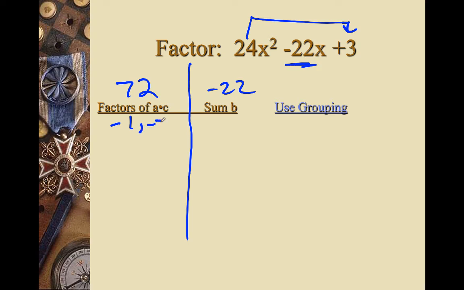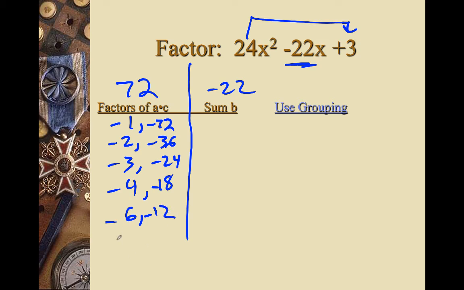Negative 1 times negative 72. Grab your calculator. Negative 2 times negative 36. Negative 3 times negative 24. Negative 4 times negative 18. Negative 6 times negative 12. Negative 8 times negative 9.